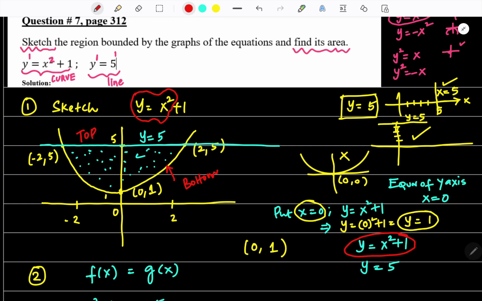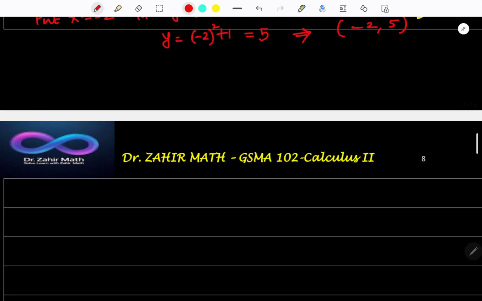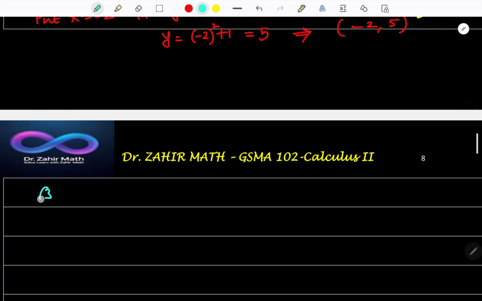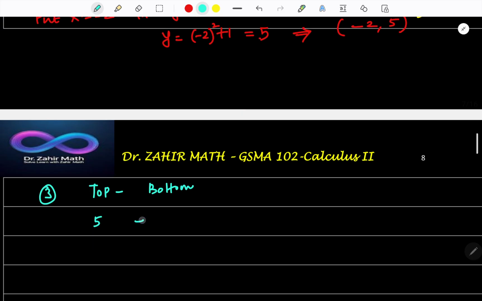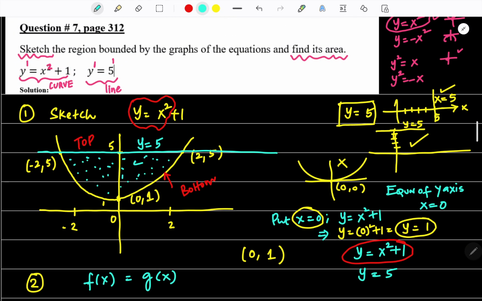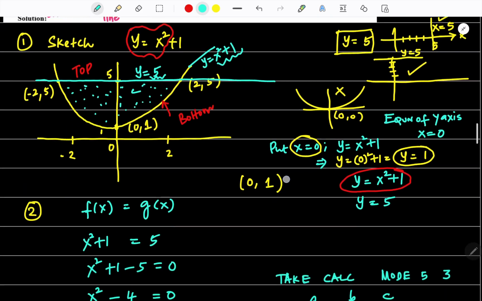Clear, everybody? Right. So step number 3 is top minus bottom. So what's your top? Your top is y equals 5. And what's your bottom? Your bottom is x square plus 1. Let me show you. This is the one. So this equation is y equals x square plus 1. And this is y equals 5, the top, right?